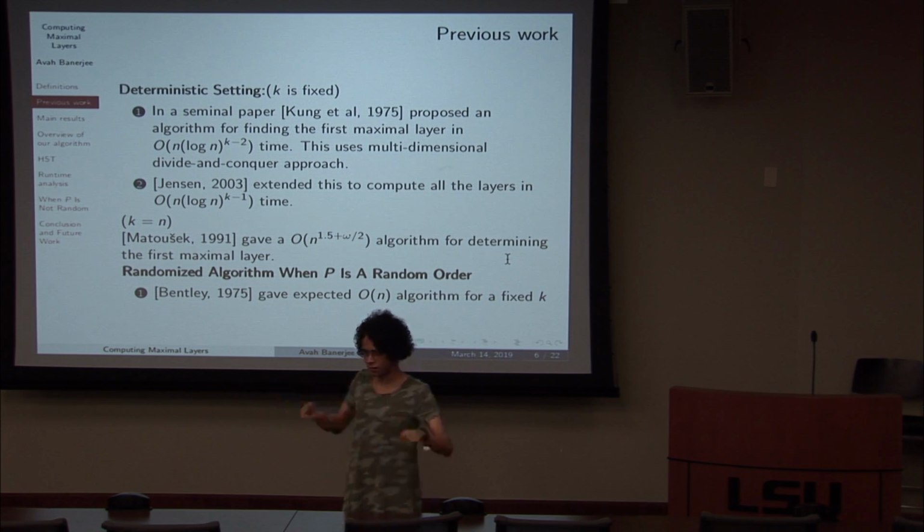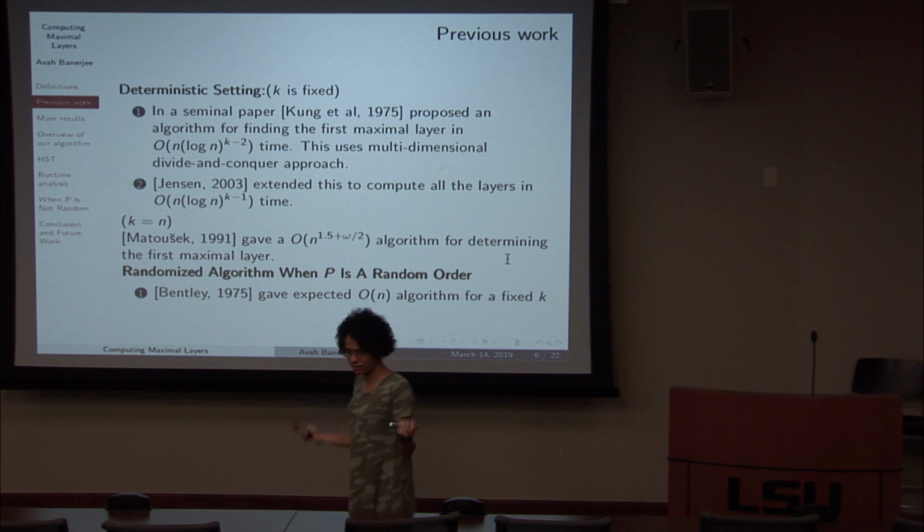If I compare all the points with each other. Can you ask that again? So here, this is a deterministic algorithm for computing all the maximal layers, and it takes n log n to the power of k minus 2. Because this is an exponent, as the number of dimensions grows, this could grow. Like if k is log n, this is already super polynomial. You're certainly not going to use this algorithm.